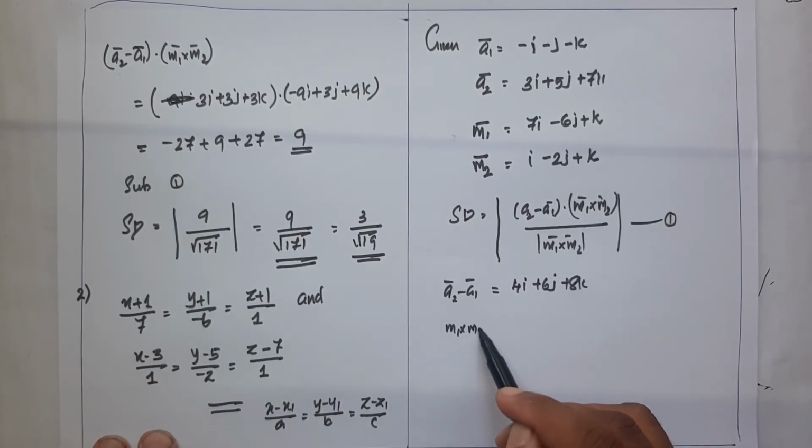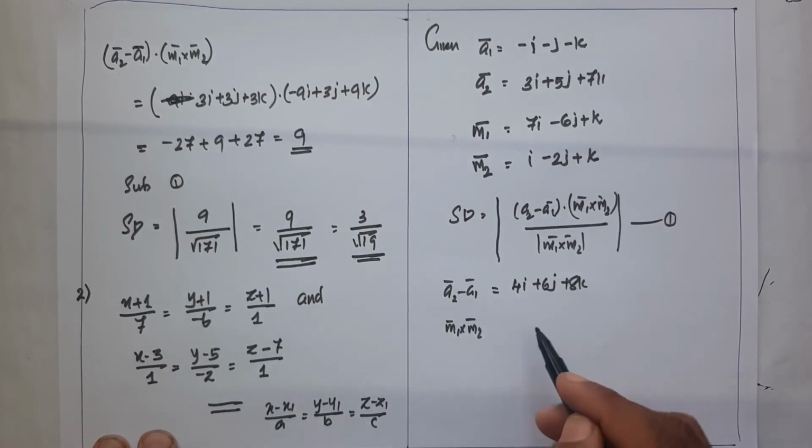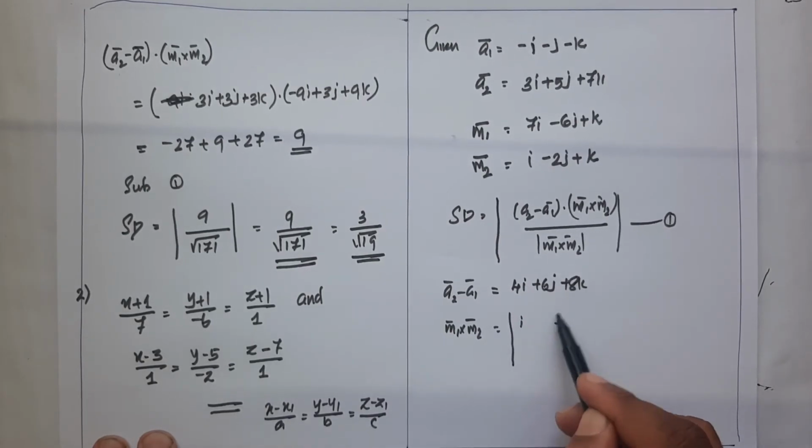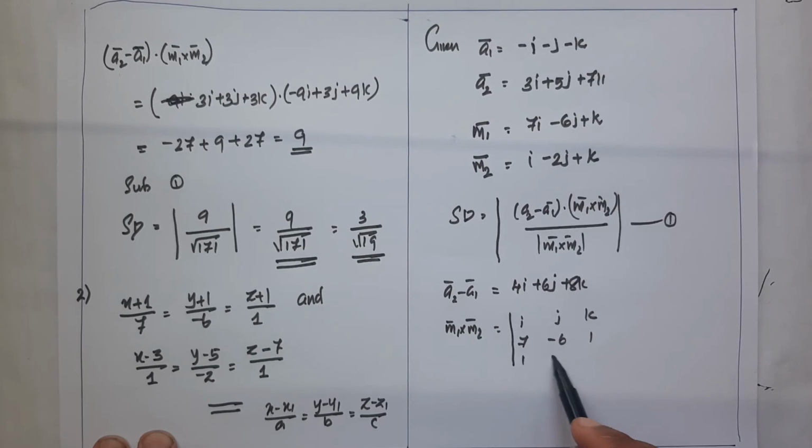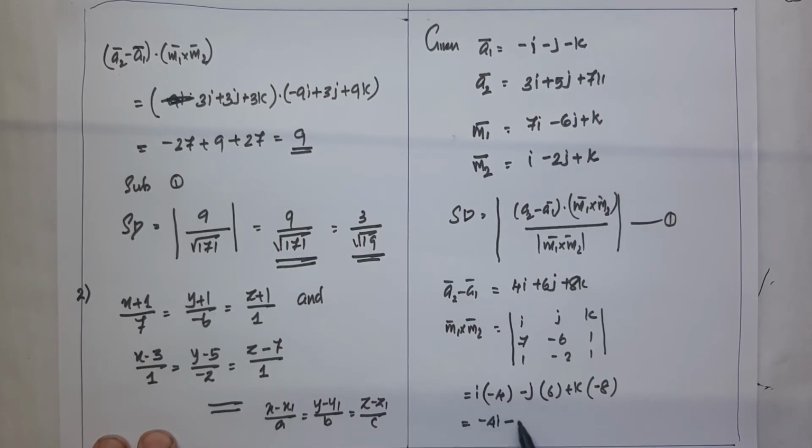Then m1 cross m2 is equal to the determinant of i, j, k. Here m1 and m2 rows are 7, −6, 1 and 1, −2, 1. Its determinant value is i times (−6 + 2), that is −4, minus j times (7 − 1), which is 6, plus k times (−14 + 6), that is −8. So it is −4i − 6j − 8k.